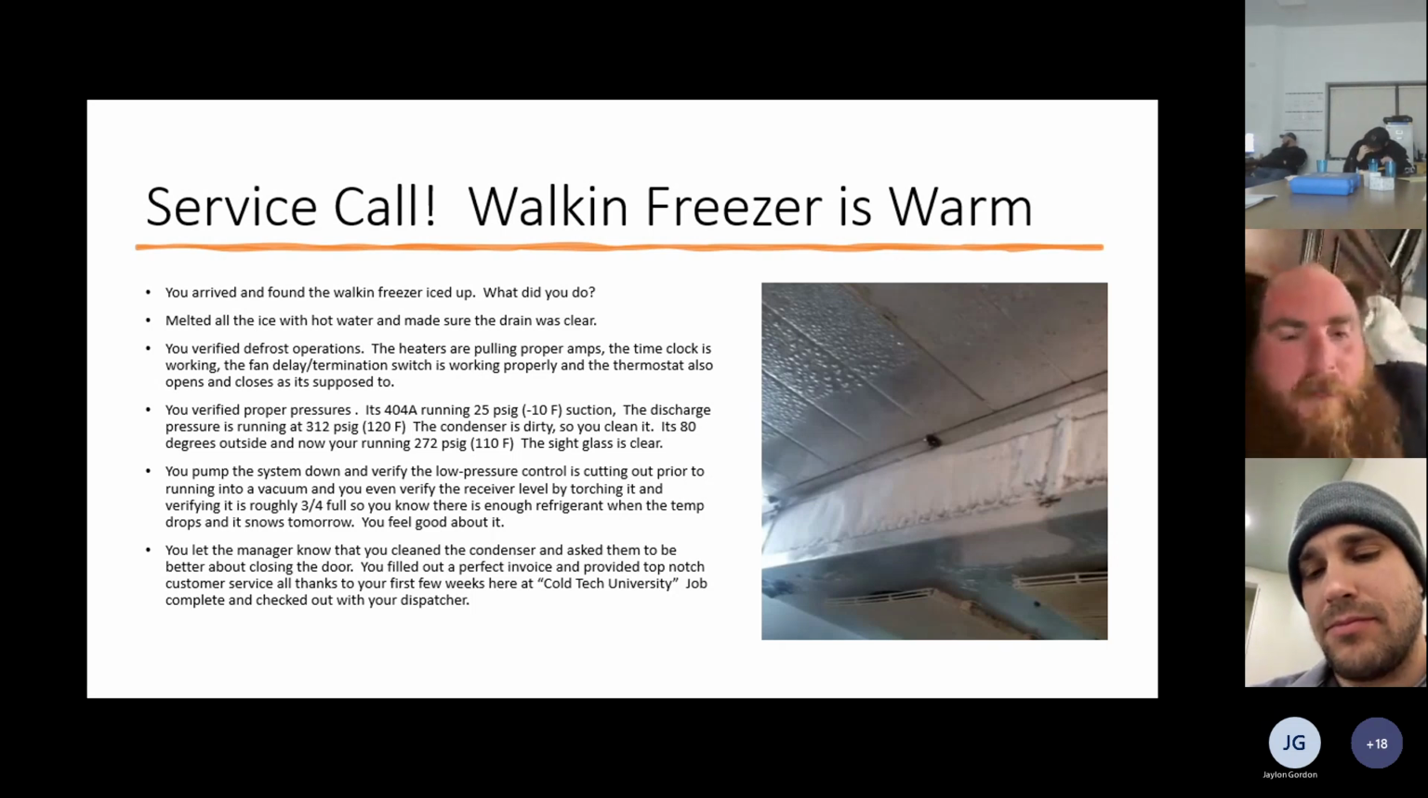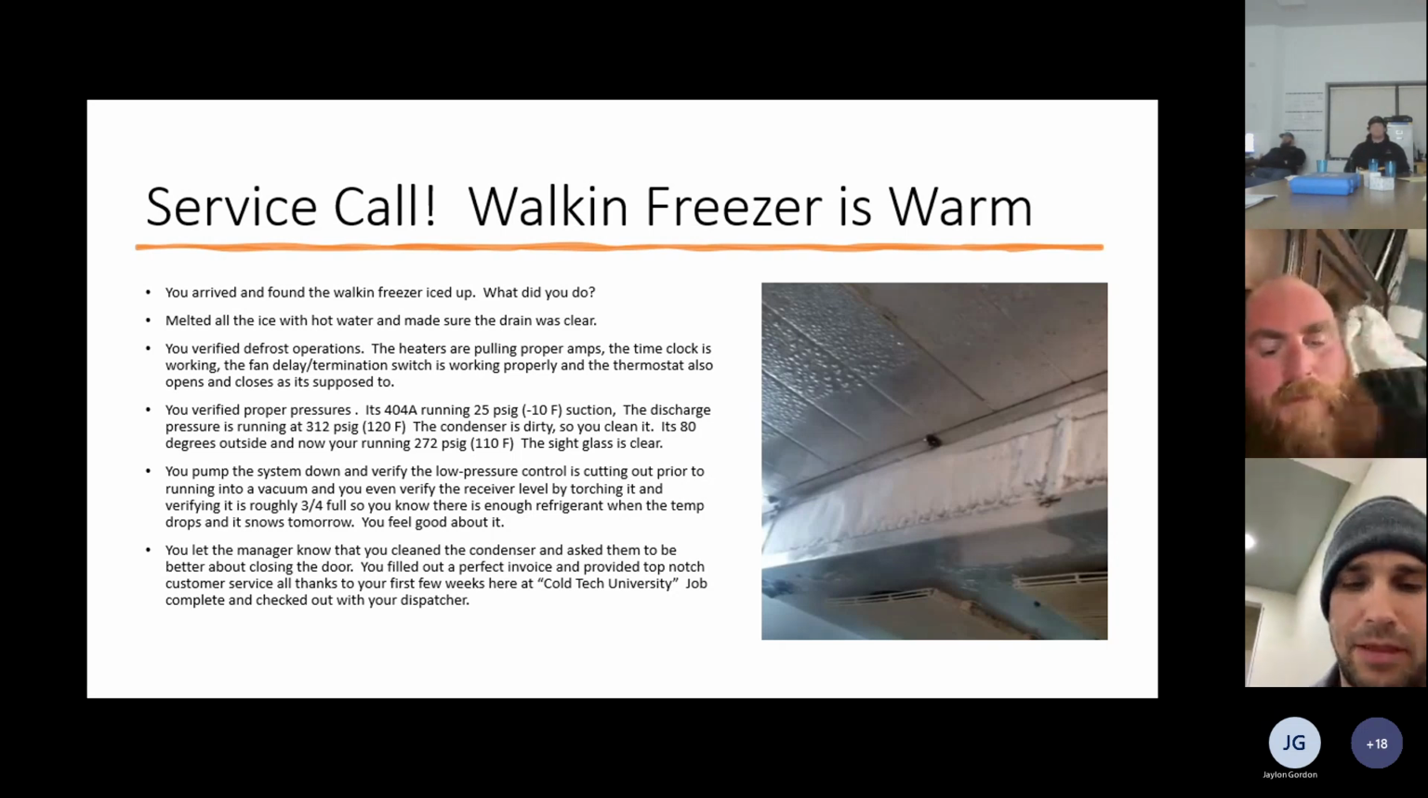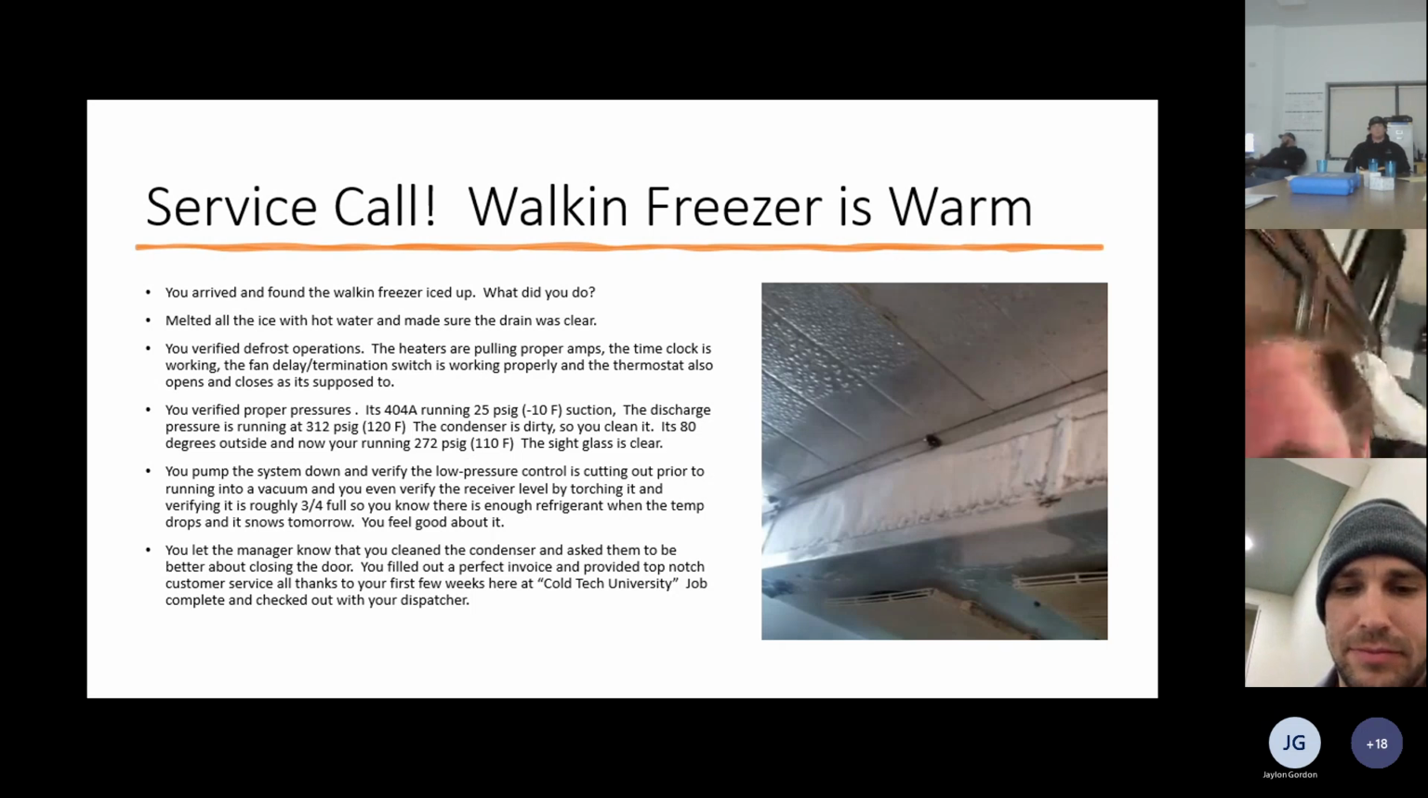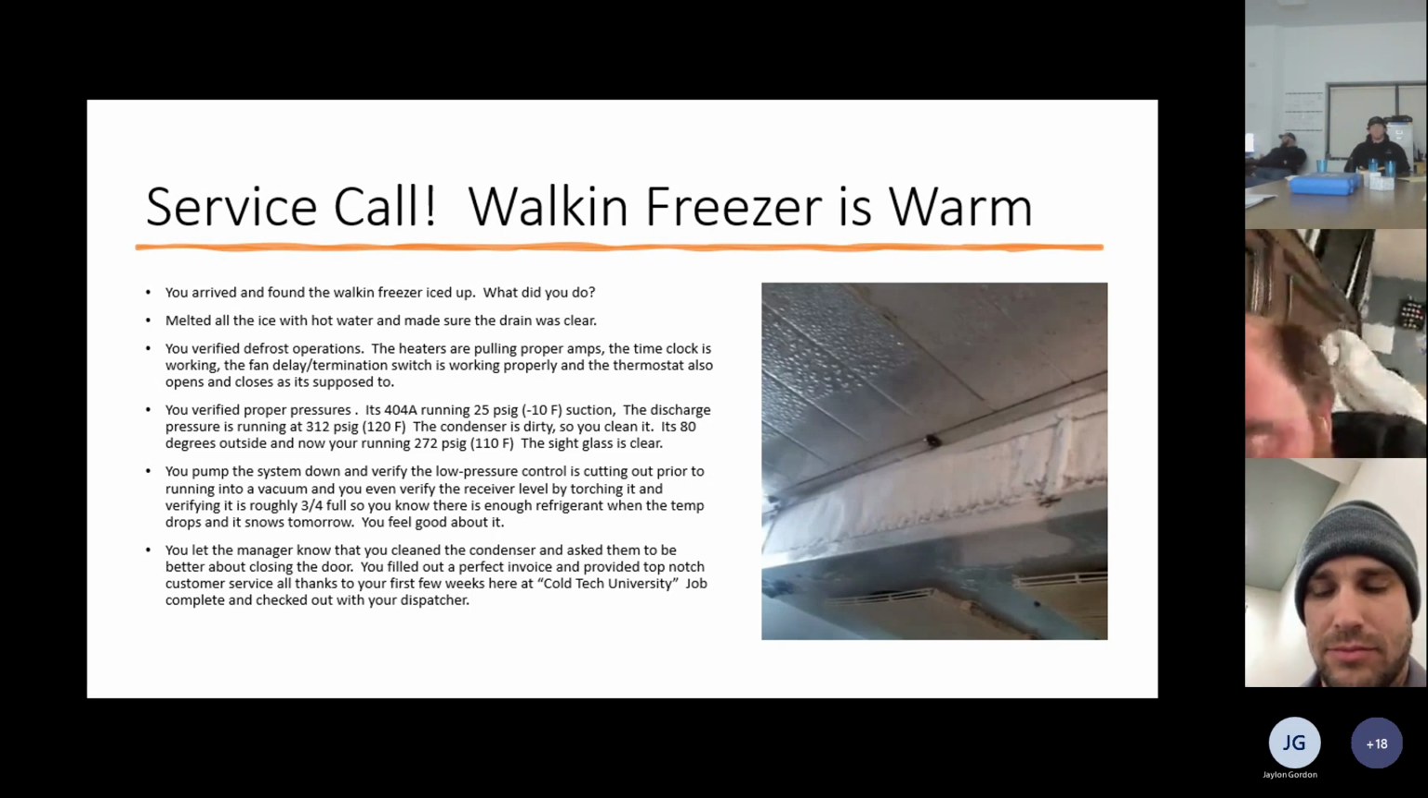So when it's cold outside, you're stacking refrigerant. So your receiver level in the wintertime is going to be lower because some of that gas is stacked in the condenser. So if you were to do this same process in the wintertime when you're checking your receiver and you torch it and make sure it's warm, you want about 50% or half full receiver. In the summertime, about 3/4 of the way.